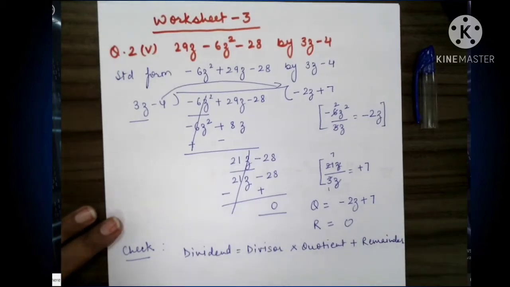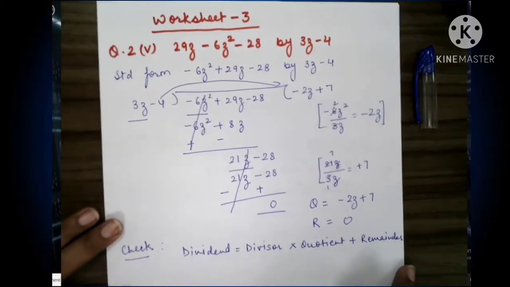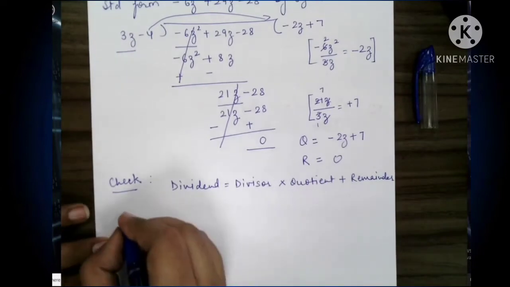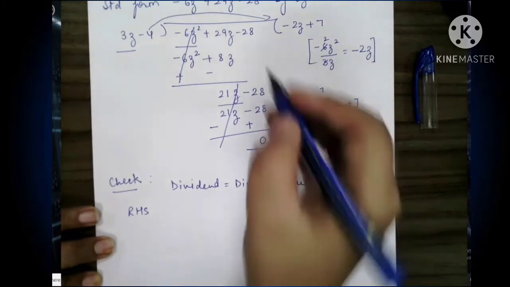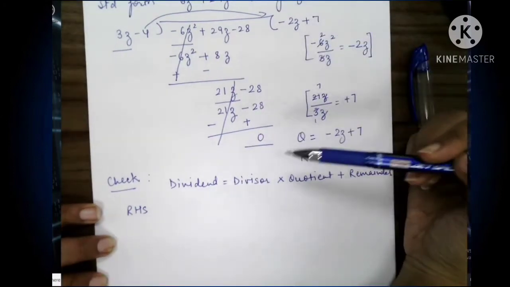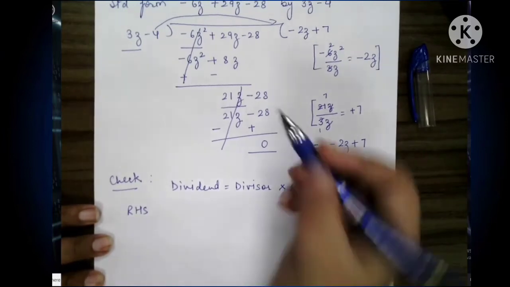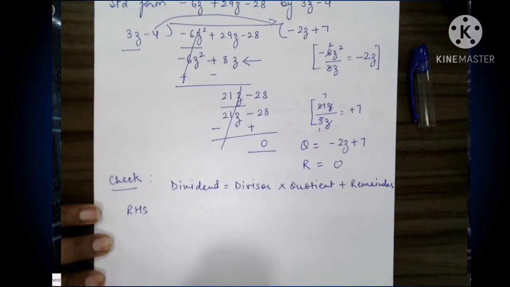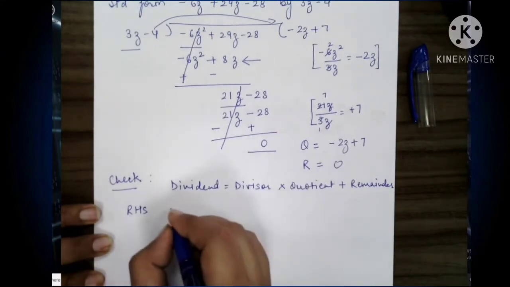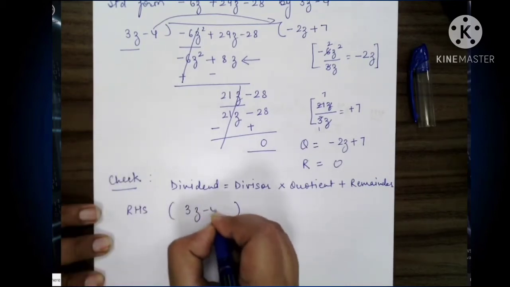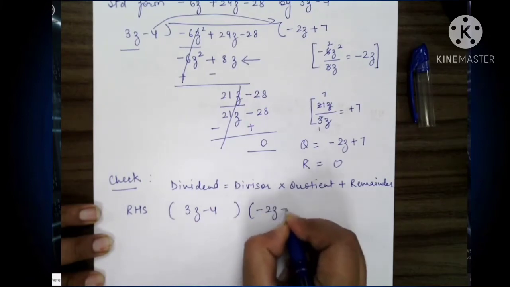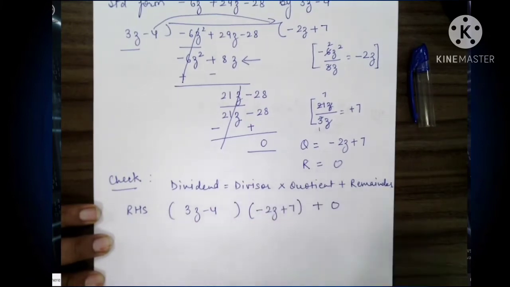You are all very much aware of this result. We have done it in our previous classes when we were doing the division of numbers. That time we checked our answer by this method: divisor into quotient plus remainder. So we will start from the RHS. You don't have to do anything else; you will see this question. If this is correct, your checking will be done. Very first, the divisor. What is your divisor? 3z minus 4, quotient minus 2z plus 7, remainder plus 0.